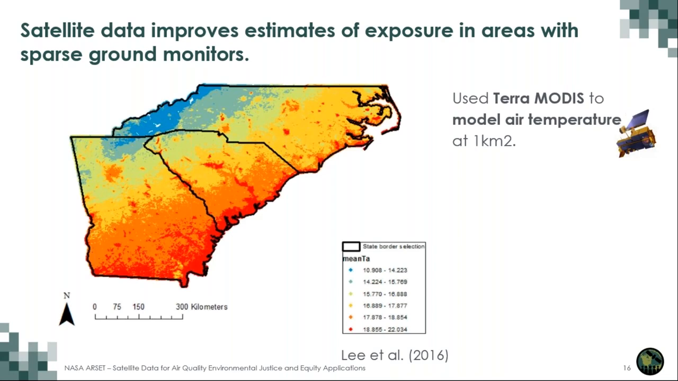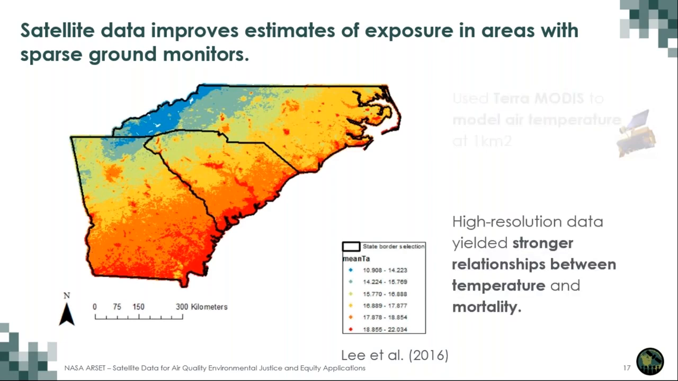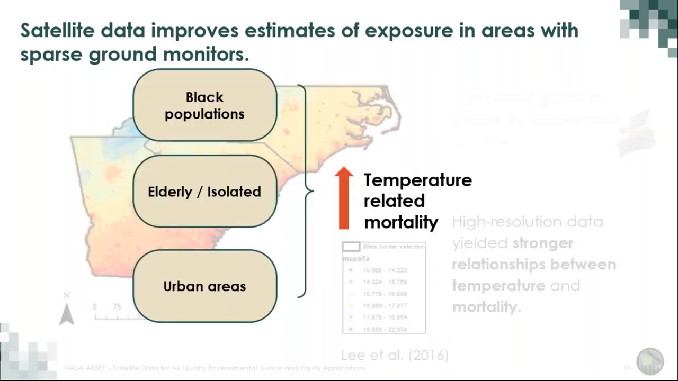Other studies benefited from using satellite data measurements in areas that have sparse ground monitors. For example, Lee et al. used Terra MODIS to model air temperature at a high resolution scale of 1 kilometer. They showed that this high resolution temperature data yielded stronger relationships between temperature and mortality than when using the more sparse temperature data. They further found strong trends of temperature-related mortality for Black populations, elderly and isolated populations, and in urban areas.